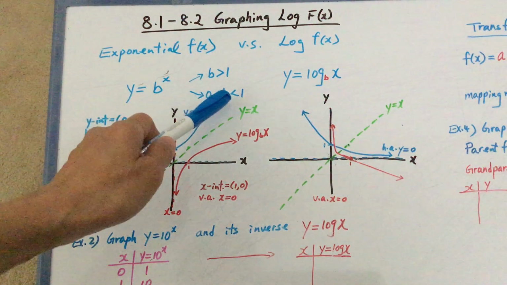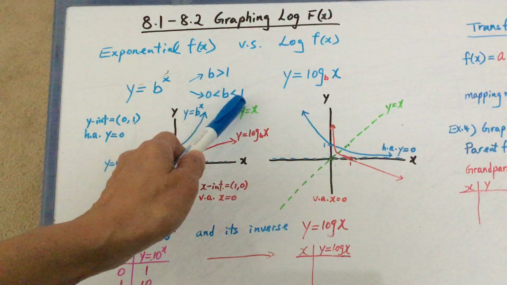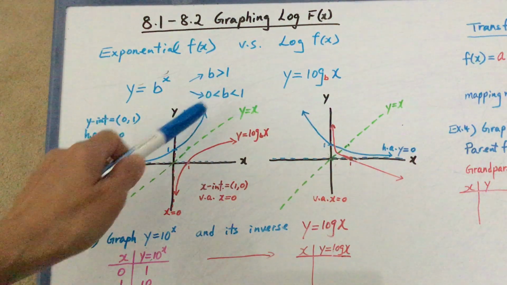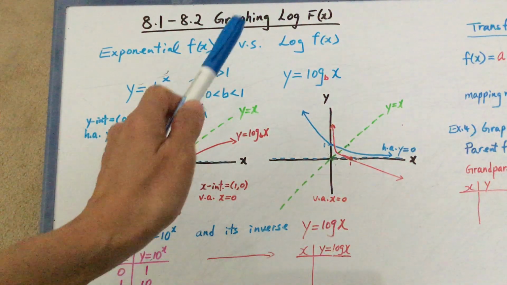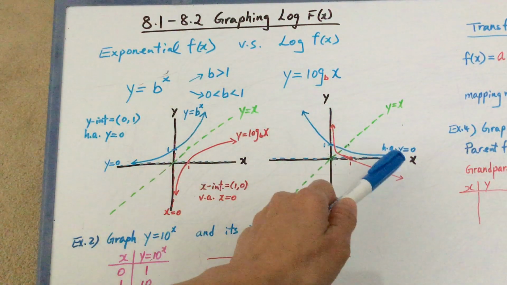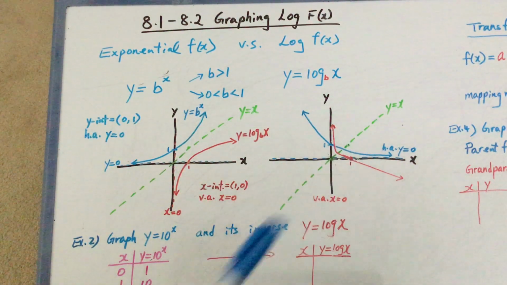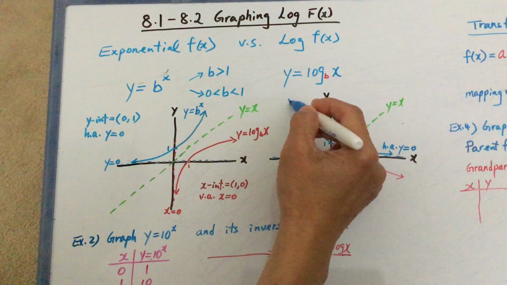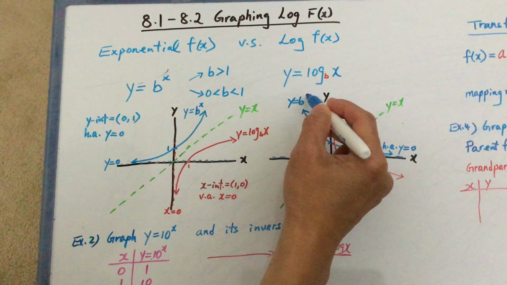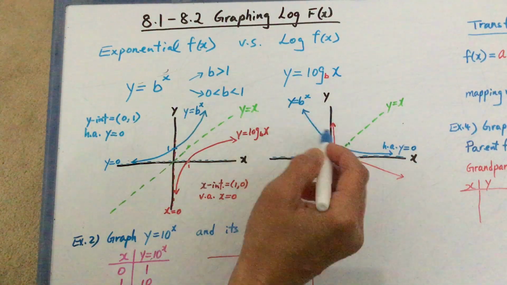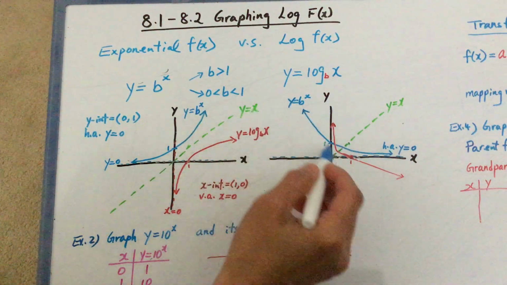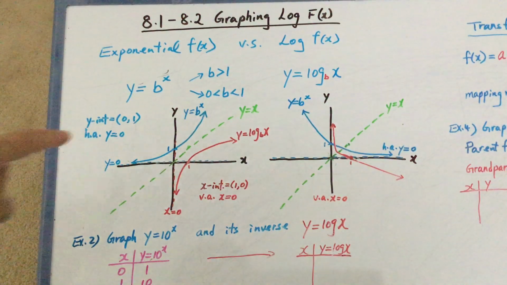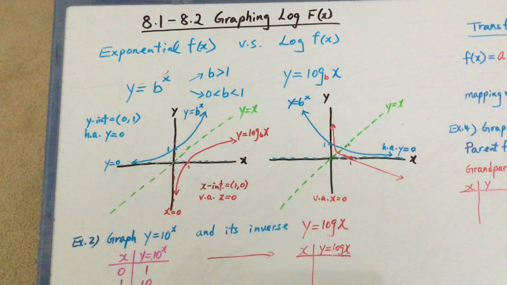Now, when you have the base in between 0 and 1, which is a fraction, then instead of rising up rapidly, you will be dropping rapidly, like this one over here. So this graph here is also y is equal to b to the x, but this one here is the exponential decay. Exponential decay drops exponentially, and this one over here rises exponentially.